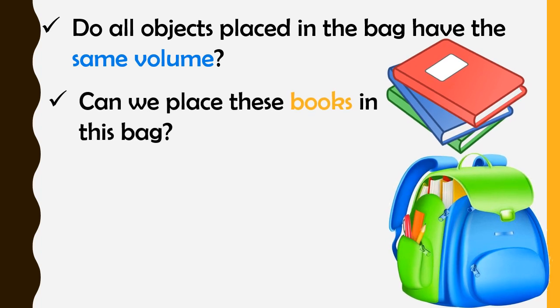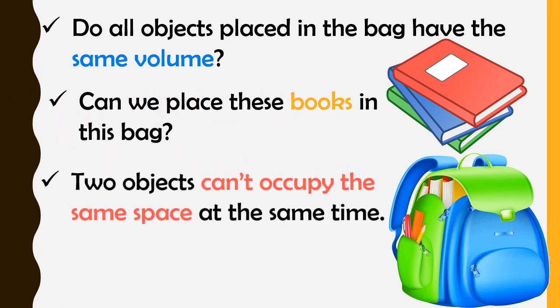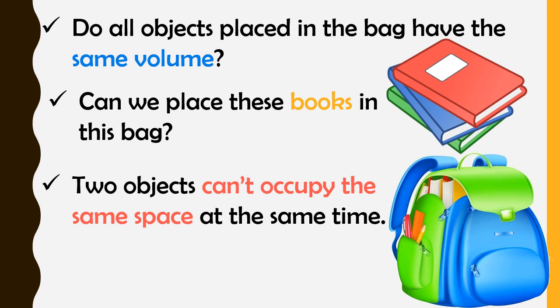Can we place these books in this bag? Do we still have more space to put these books? No, they will not fit because this bag is full. What should we do in order to place these books or copybooks? Yes, we have to remove the ones inside the bag to place the other ones. So, we conclude that two objects can't occupy the same space at the same time.